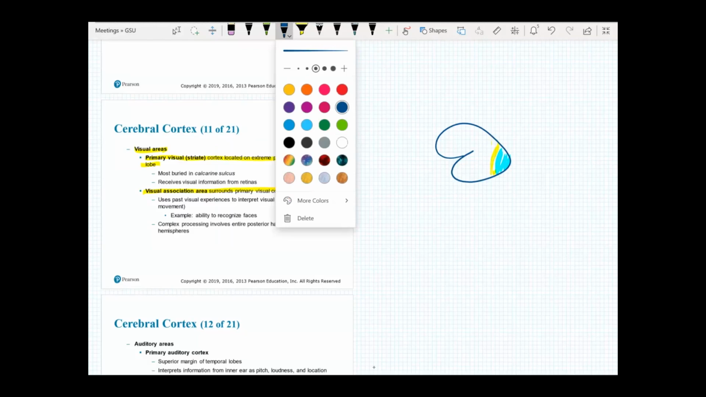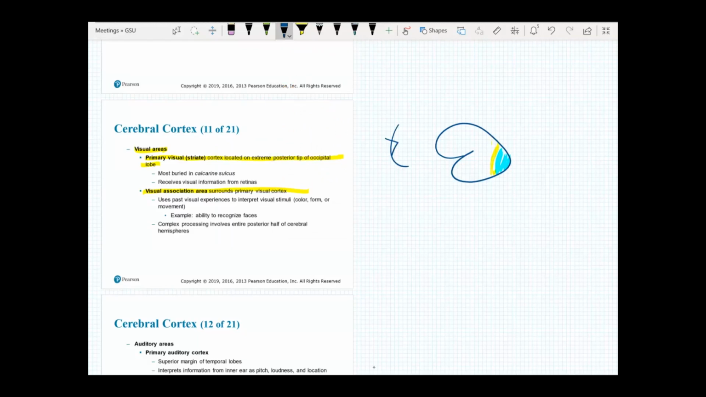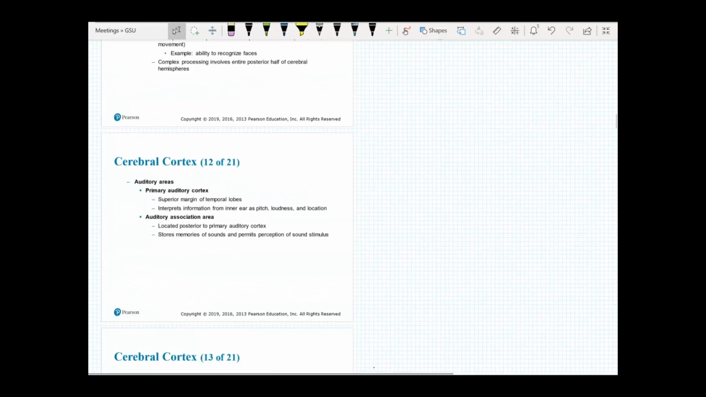So the primary visual is very interesting because our eyes are all the way up here. So our information from our eyes is having to travel all the way from our eyes into our brain through a very complex pathway, and then eventually get to our primary visual cortex.